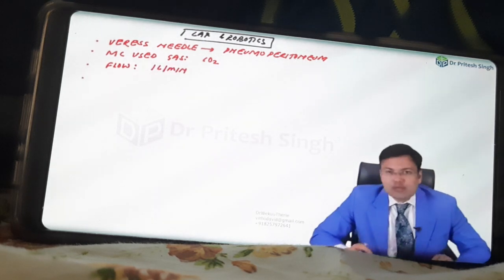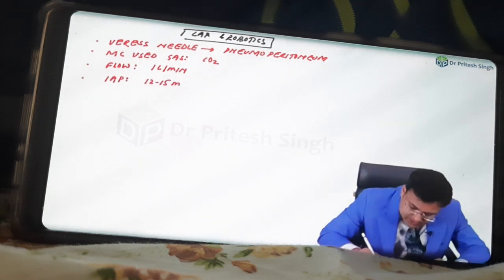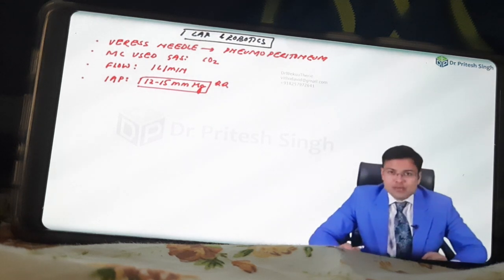Most commonly asked question: what should be the intra-abdominal pressure maintained during laparoscopic surgeries? The intra-abdominal pressure maintained is 12 to 15 mmHg. This is a frequently asked question. So intra-abdominal pressure maintained during laparoscopy is 12 to 15 mmHg.